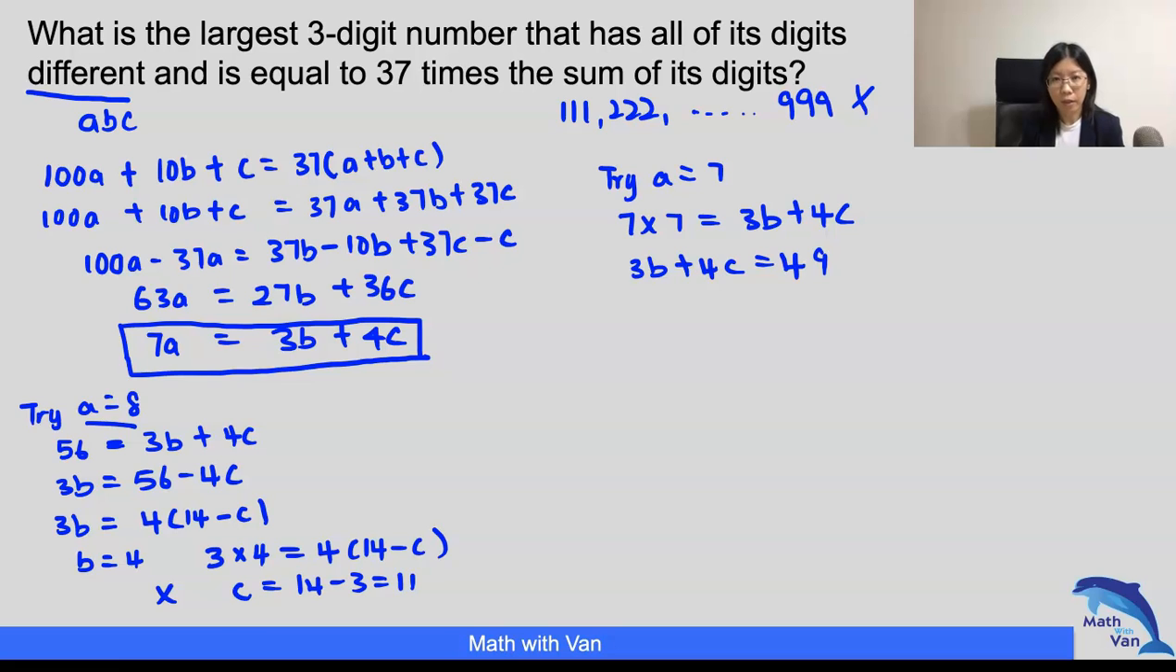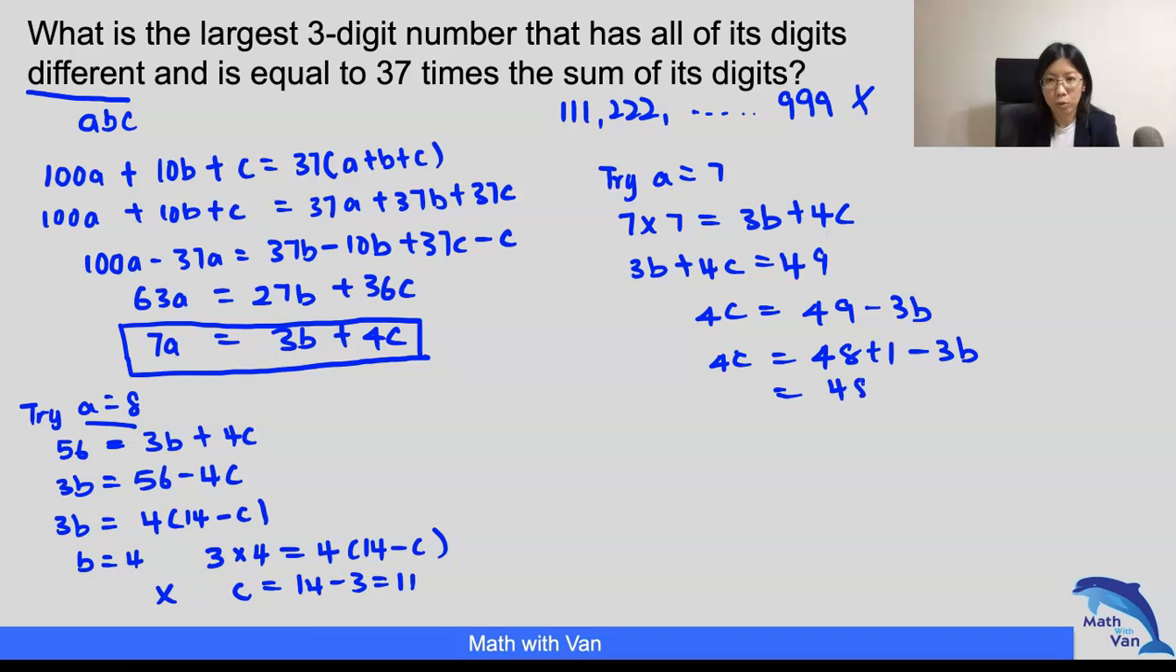Okay, and what I could do right now here is put it as 4C equals 49 minus 3B. So 4C equals 49, or I could split it as 48 plus 1, minus 3B. So I could further do it in this manner, plus 1 minus 3B. Now, the reason why we are doing that is to check for any suitable values for B and C if A equals 7.